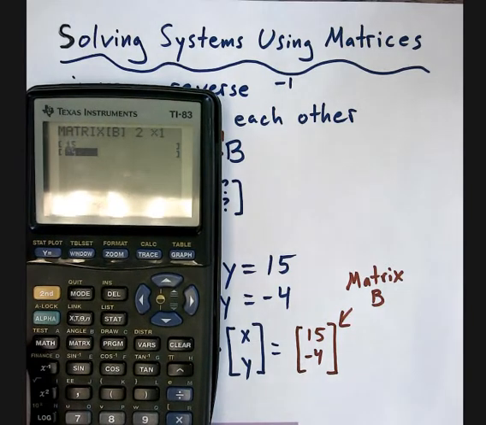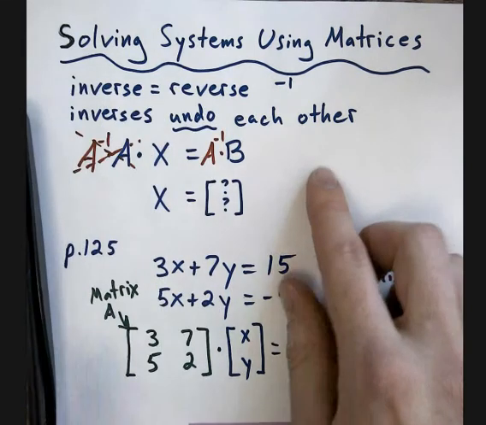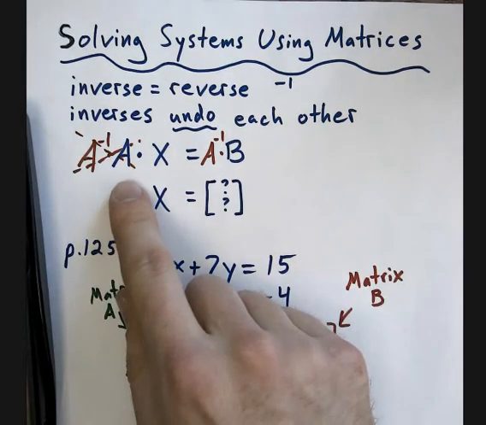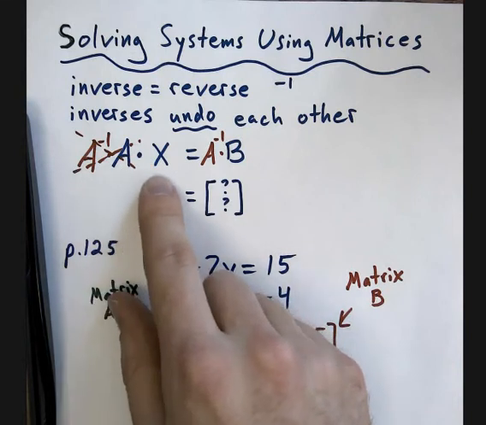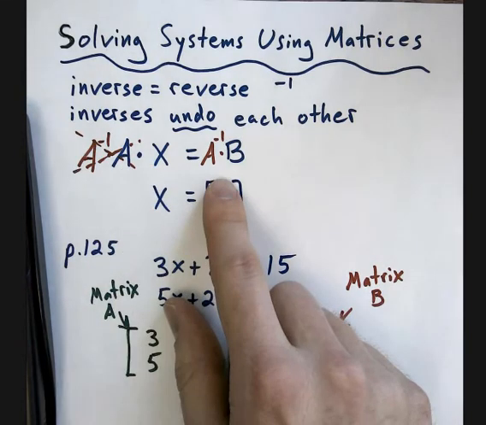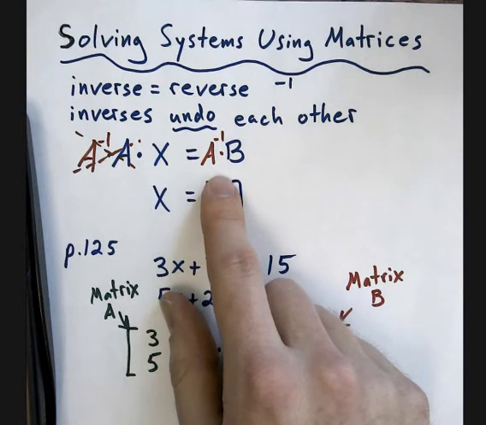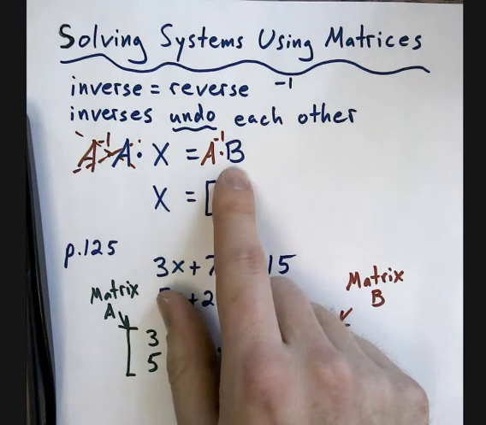All right. So if I look back up here to our work, this side canceled out, right? And I was left with X. So this shows what I want to actually type into my calculator. The inverse of A times B. Let's do that.